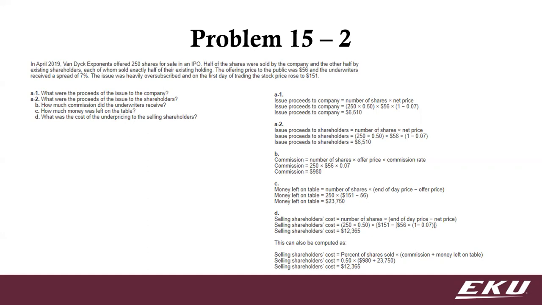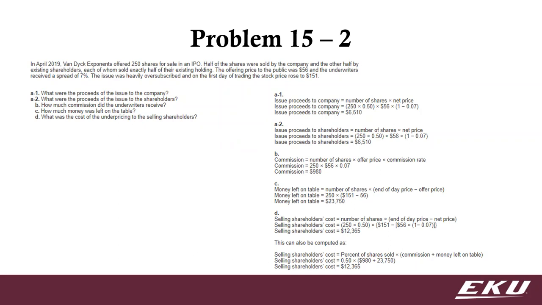Okay, if the offering price was $56, the underwriters got a spread of 7%. The issue is heavily oversubscribed, and on the first day it shoots up to $151, right? So they probably have a very upset company. They're saying, why did you offer it at 56 if it's worth 3 times that, right? So what's the proceeds to the company? It's the number of shares, and then their price.